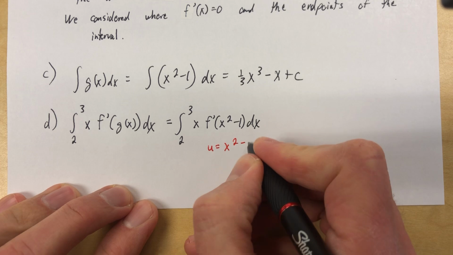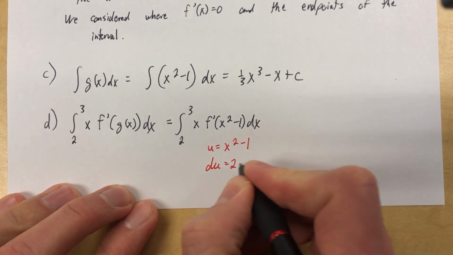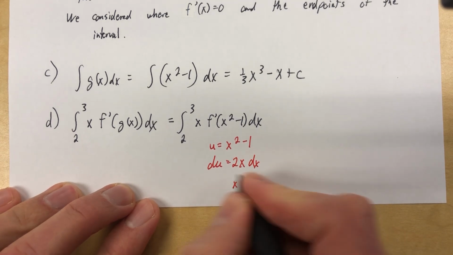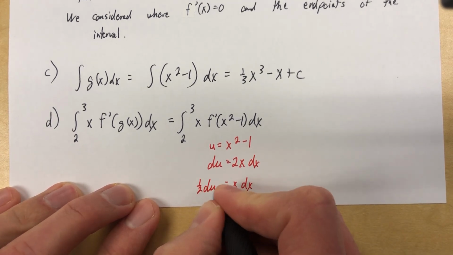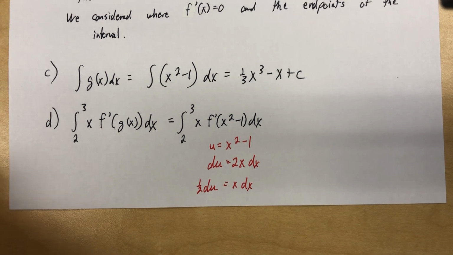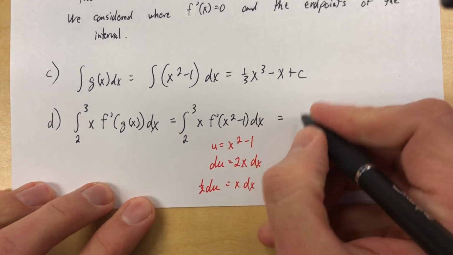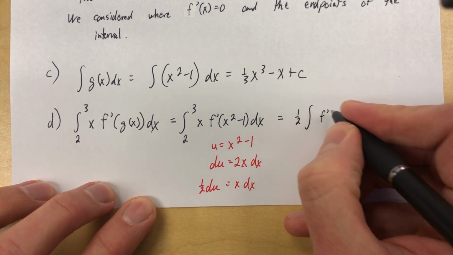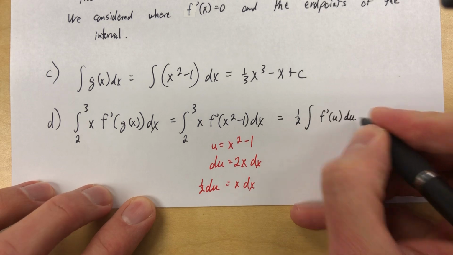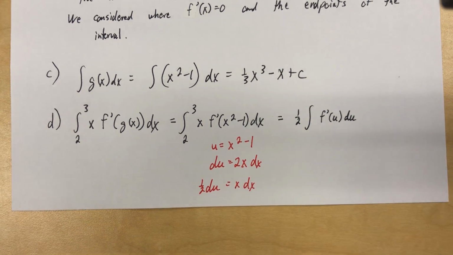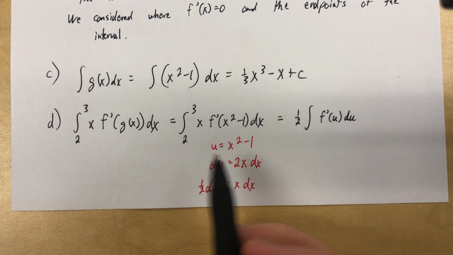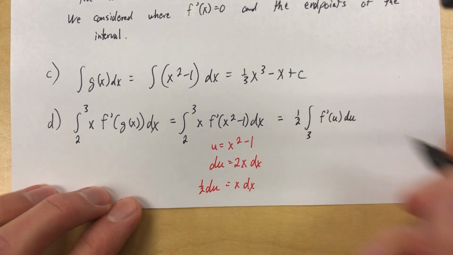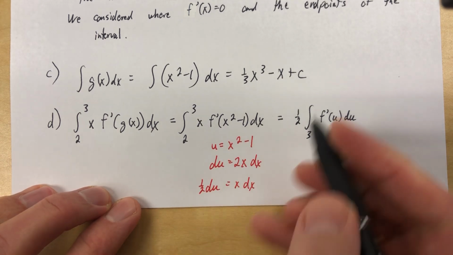U is x squared minus 1. Du is 2x dx. I don't want 2x dx, I want x dx, and that's equal to 1/2 du. So the next step is going to look like this. I'll put the 1/2 in front, integral of f prime of u du, but let's be careful. That's not a 2, that's not a 3 anymore. We have redefined it. So 2 squared minus 1 would be a 3, and 3 squared minus 1 would be an 8.